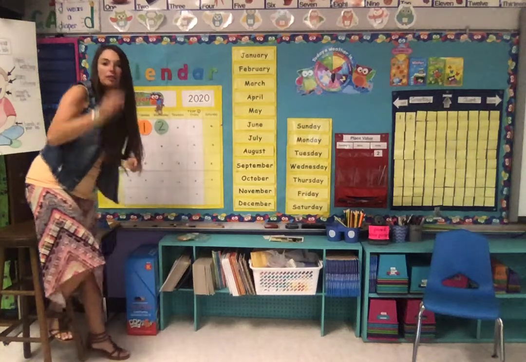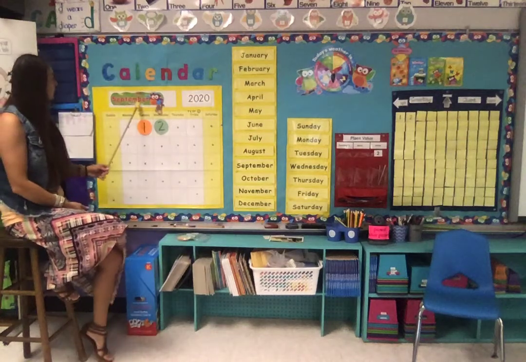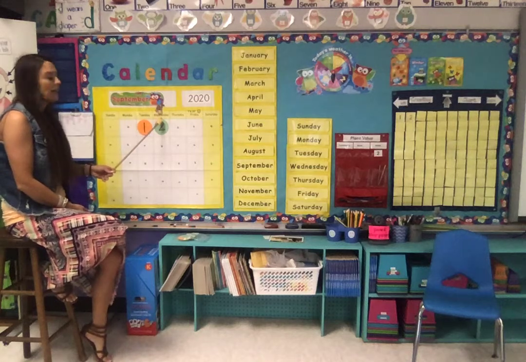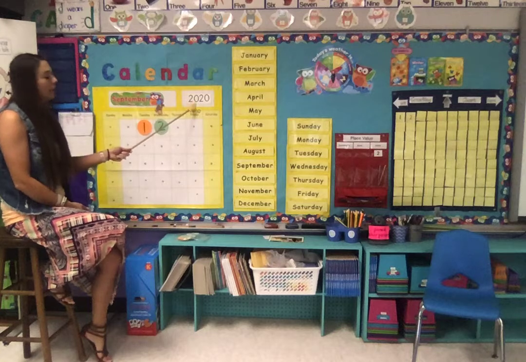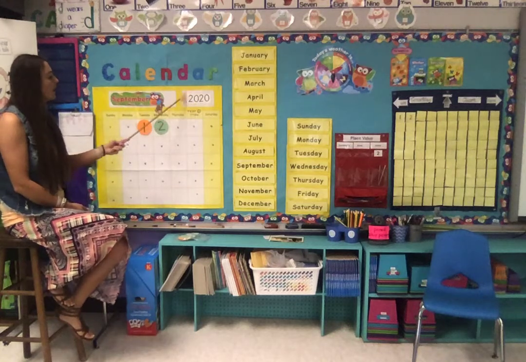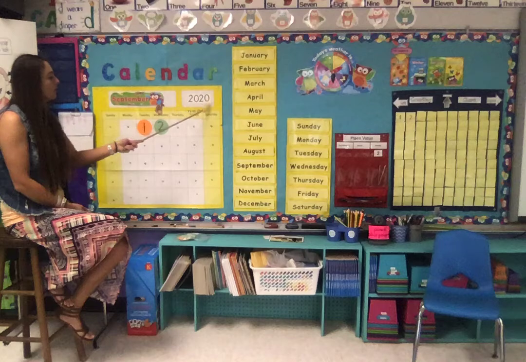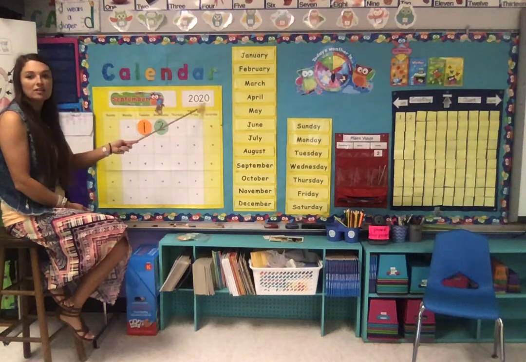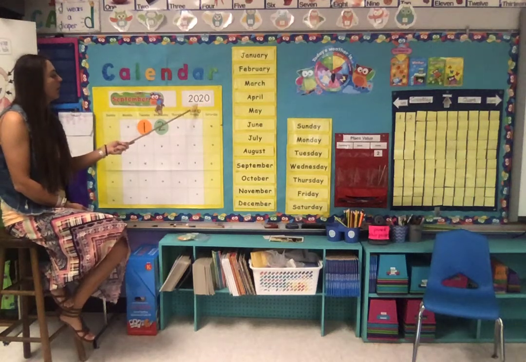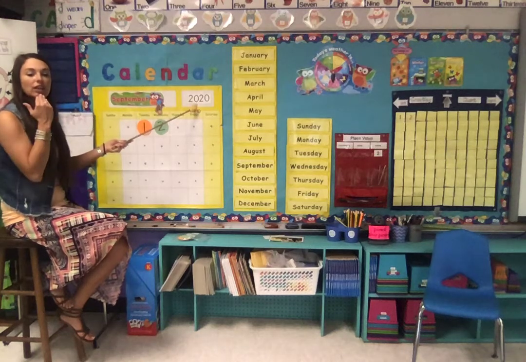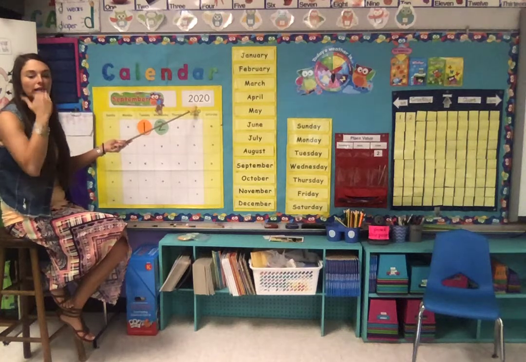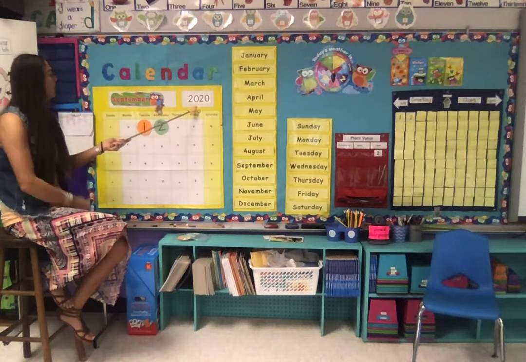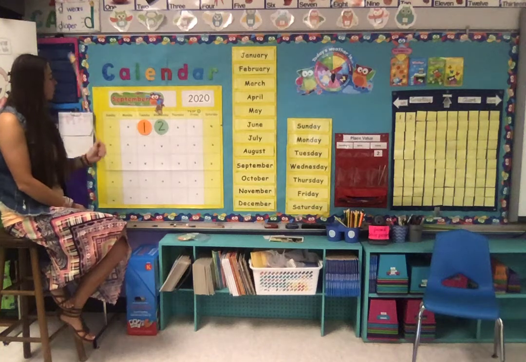Okay, so we've talked about the month being September. The day of the week is Wednesday. It's the second day of September. And then over here we have the year. So the year is going to stay here, this same number, until the very last day of December. So right now the year is 2020. So if you're at home, just repeat after me. The year is 2020. 2020.